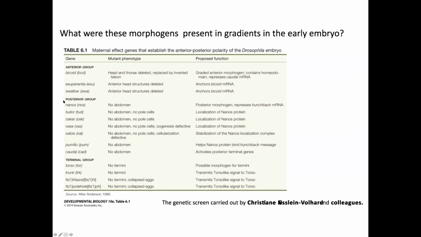Now, on the other hand, the posterior group has gradients of Nanos, Tudor, Oscar, Vasa, Valois, Caudal. So for all the other proteins that are present in the posterior end, their expression also has a gradient-like pattern. And they are necessary for formation of the pole cells or formation of structures in the posterior end, like abdomen structures that are closer to the posterior side.